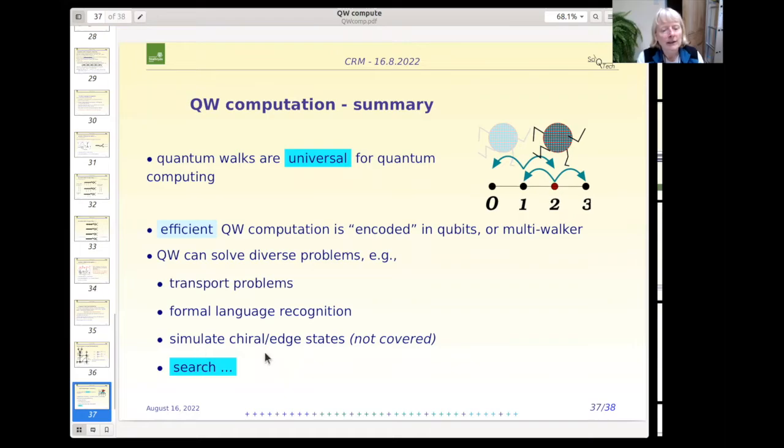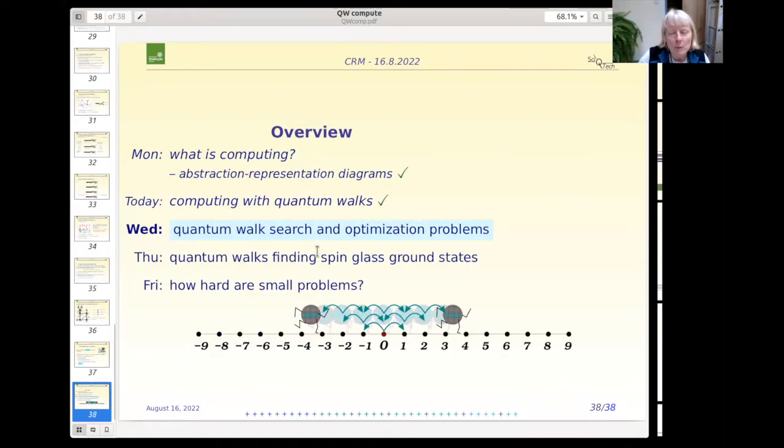And I briefly mentioned search, and I will say a lot more about search next lecture, because I want to use search as a leg up to talking about using quantum walks for optimization problems. So in my next lecture, we're going to use continuous time quantum walks. I will motivate why. And then we're ready to expand to optimization problems in general, which is what we'll cover for the last 2 lectures.